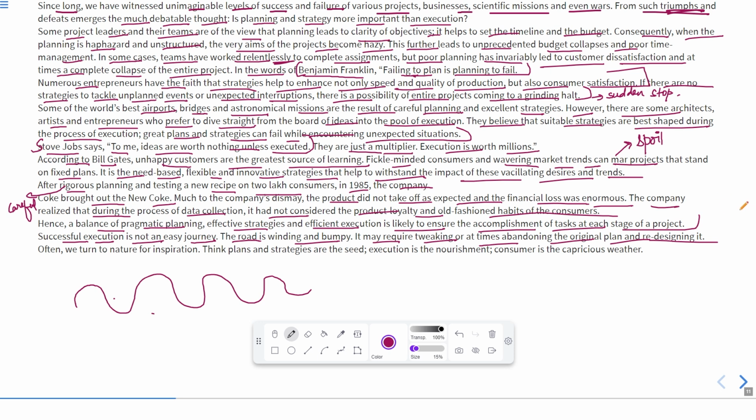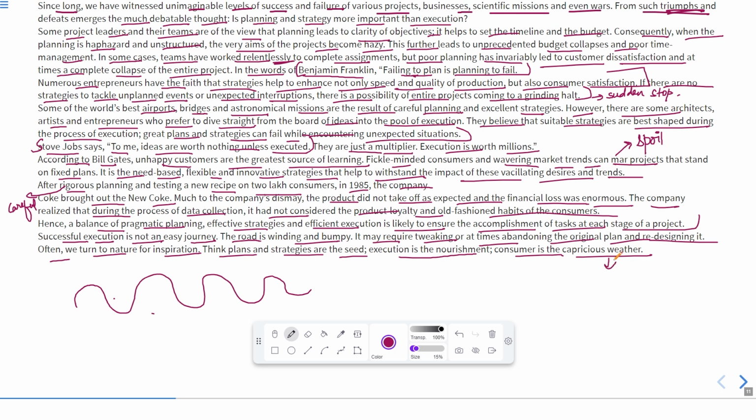It needs to have another plan, or a new plan, or a redesigning of the format. Often we turn to nature for inspiration. Think plans and strategies are the seed, execution is the nourishment, and consumer is the capricious weather. Now, capricious weather means a person who can change his mood or behavior suddenly.